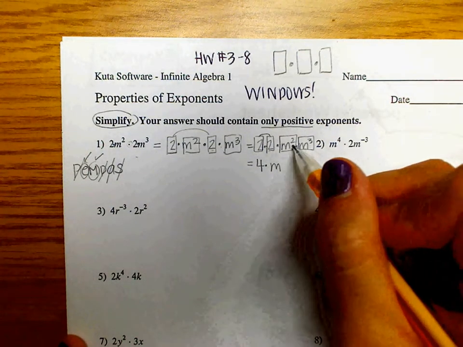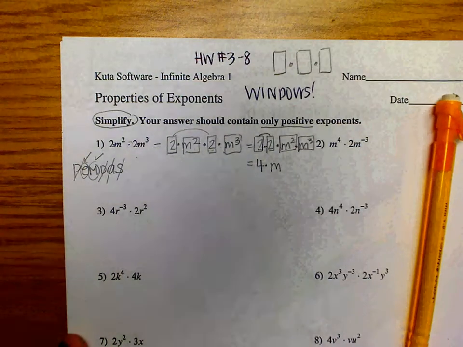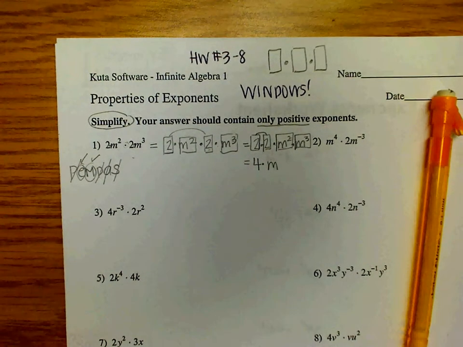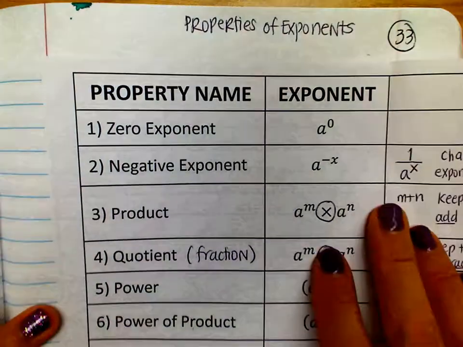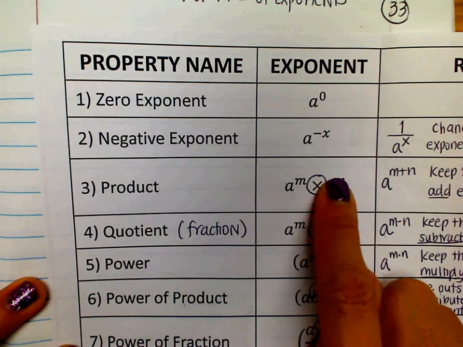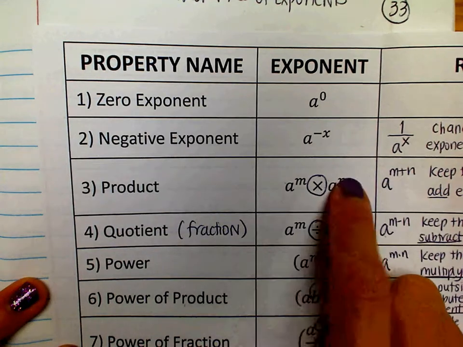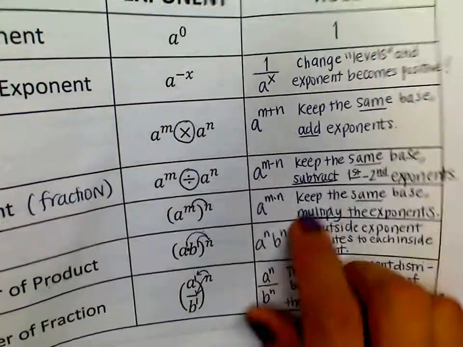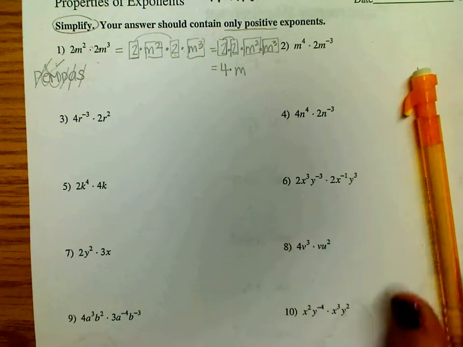Now remember, if you are multiplying the same base, then you add the exponents. Let me get my notebook. It's on page 33, and if you look here, if we multiply the same bases, you add the exponents. The base stays the same, but the two exponents, m and n, add up. It says keep the same base, add the exponents. So I would say keep your page 33 open while you're doing this. Use it as a reference.